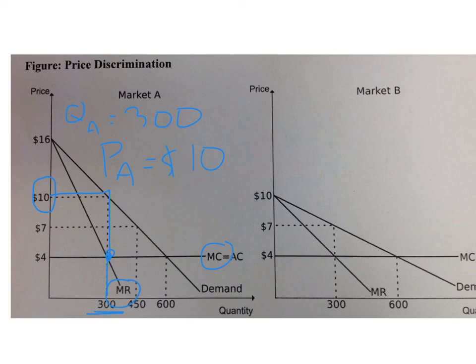Then we just repeat for market B. Where does marginal revenue equal marginal cost? Right here, at that point there. So notice our quantity is going to be the same. Our optimal quantity in market B is still 300 units. The difference now, though, is the price. When we go up to the demand curve to figure out the price, we're only going to charge $7 in market B if we're a profit-maximizing monopolist.